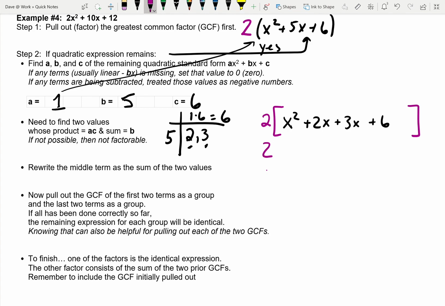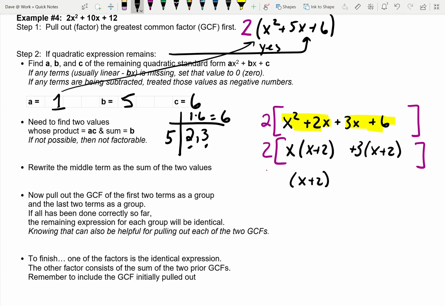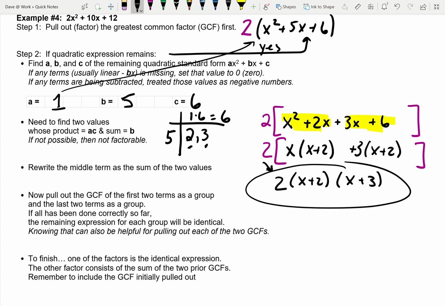So yes, I'll write out 2, but when I'm looking at the greatest common factors of these two pieces, I'll pull out an x, leaving me with an x plus 2. Then I will look at the greatest common factor of these two pieces, and knowing that x plus 2 has to be in both of them, I'll pull out a plus 3 of those two terms. That's the greatest common factor. And so I can write x plus 2. I can also write x plus 3, but I also don't want to forget the 2 that I had initially, and that would be my 3 factors for this particular quadratic expression.